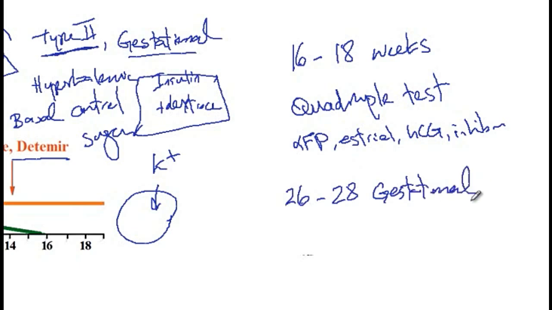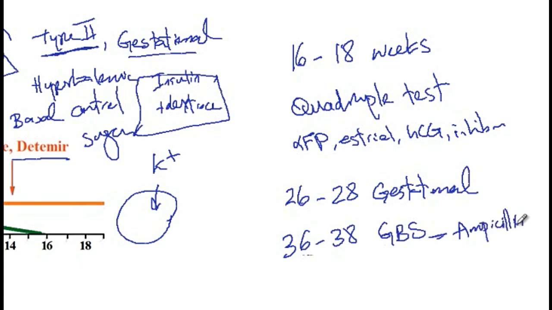And if the patient has gestational diabetes, then you will treat that by insulin injection. And then at 36 to 38 weeks gestation, you will obtain a swab of the vagina and the rectum from the mother to check for the group B streptococcus infection. And if the mother is infected, then you can treat with ampicillin injection to prevent complications like meningitis in the newborn child.